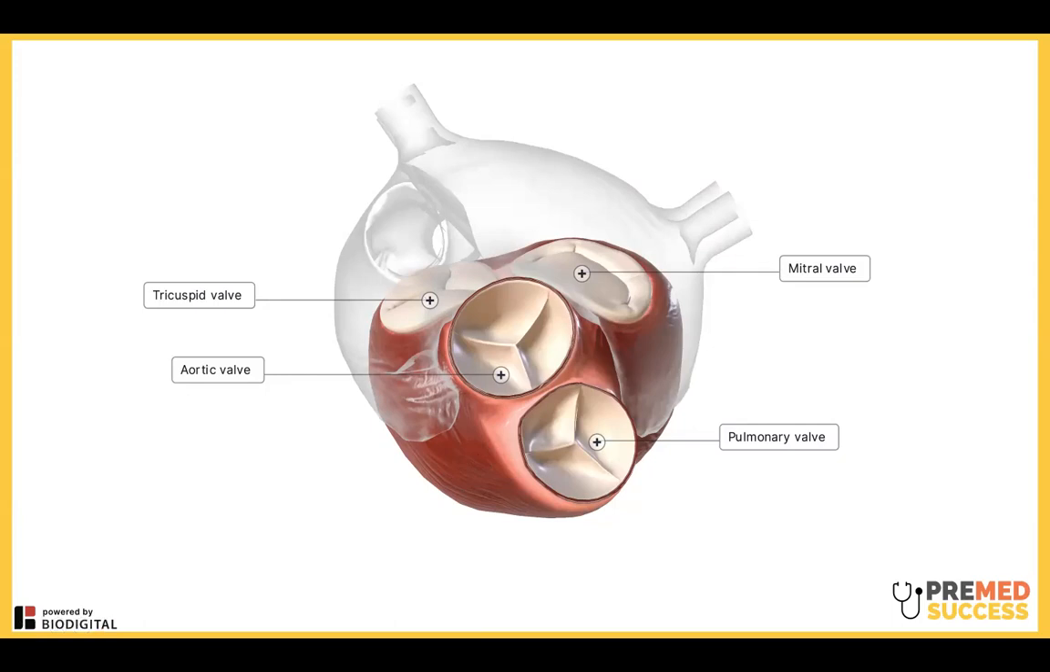Whilst we're here, I suppose we can also point out the aortic valve, which goes into the aorta, the pulmonary valve, which goes from the right ventricle into the pulmonary trunk, and the mitral valve, which goes from the left atrium into the left ventricle. And notice here how the tricuspid and mitral valves point downwards, whereas the aortic valve and the pulmonary valve point upwards. And this is because the blood is flowing in opposite directions through these valves.